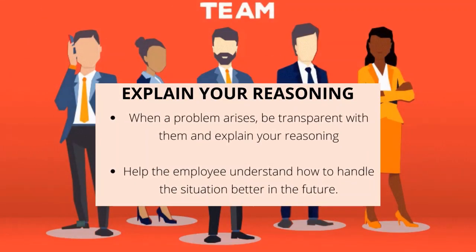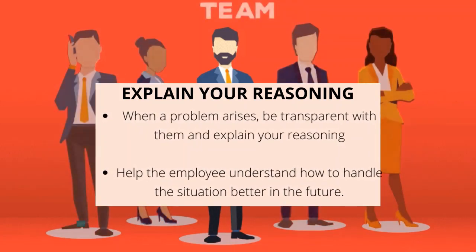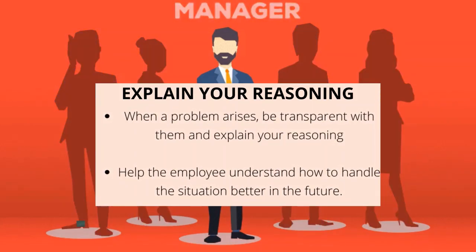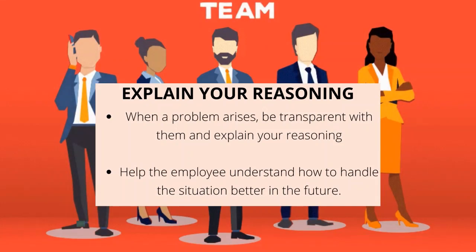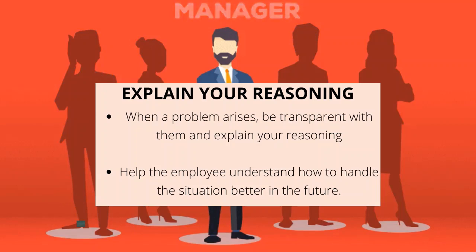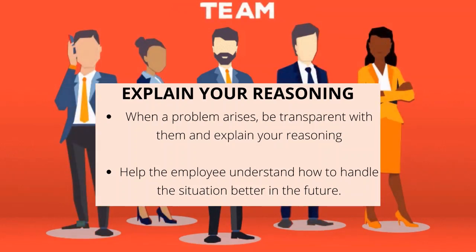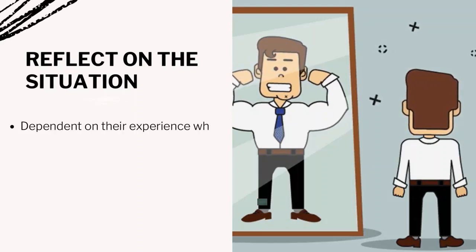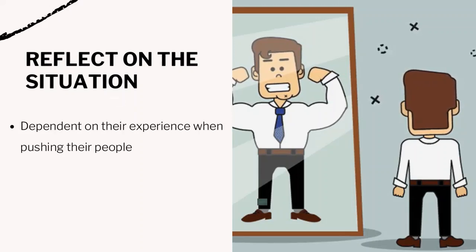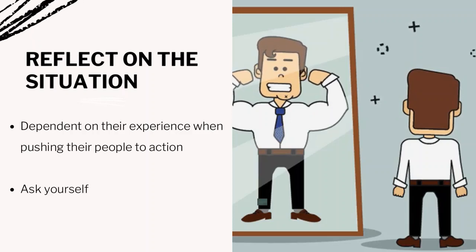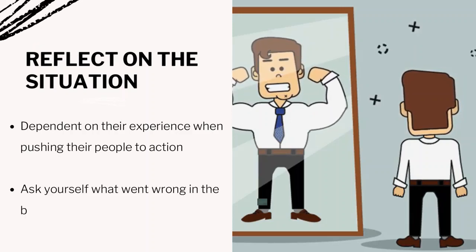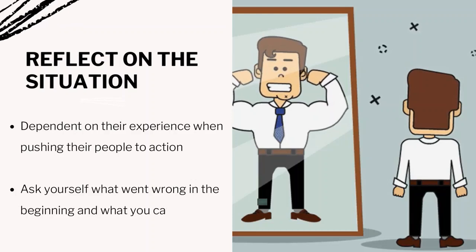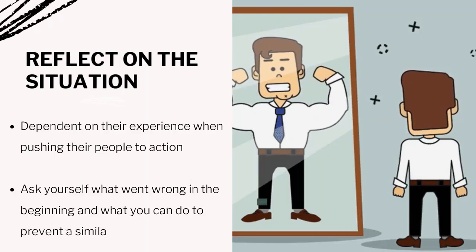Thirdly, explain your reasoning. When a problem arises, be transparent with them and explain your reasoning. Help the employee understand how to handle the situation better in the future. Lastly, reflect on the situation. The authoritative leader will depend on their experience when pushing their people to action. Ask yourself what went wrong in the beginning and what you can do to prevent a similar situation.